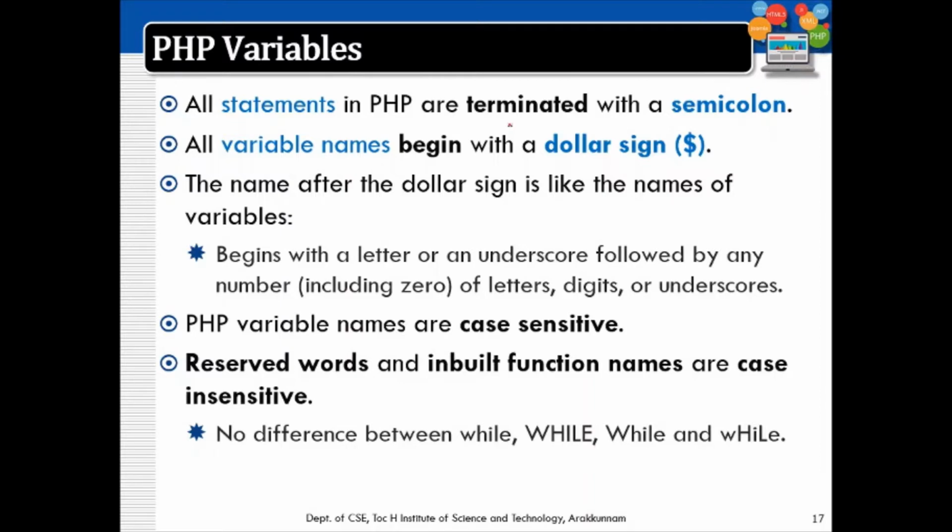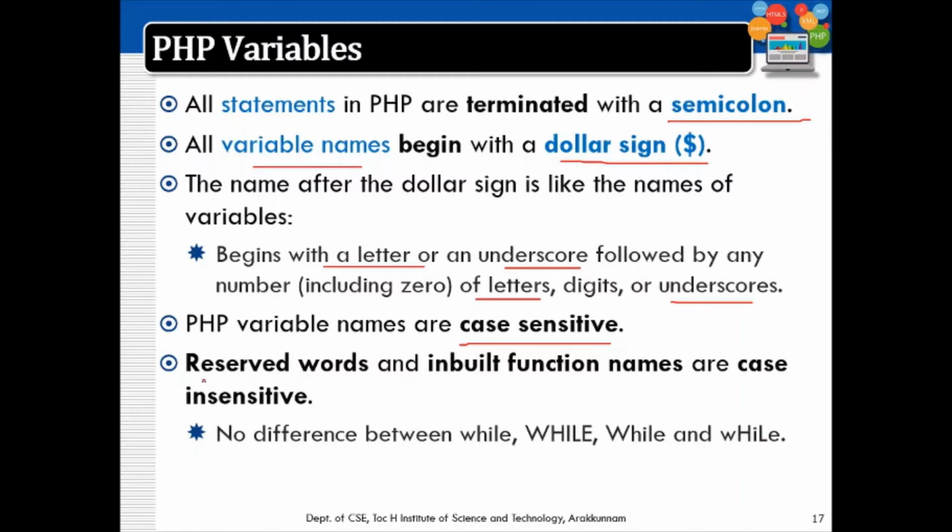All statements in PHP are terminated with a semicolon, and all variable names, as I've shown, begin with a dollar symbol. The naming rules are similar. It begins with a letter or underscore followed by any number of letters, digits, underscores, etc. PHP variable names are case sensitive. So if you write capital ABC and small abc, both are different.